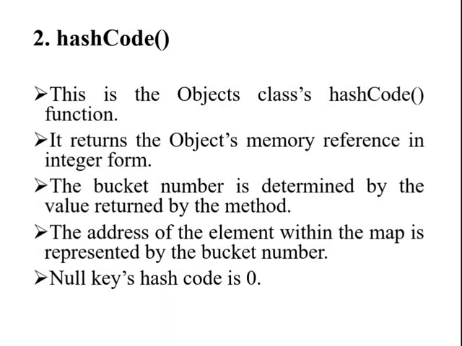Next one is hashCode. This is the Object class hashCode function. It returns the object's memory reference in integer form. The bucket number is determined by the value returned by the method. The address of the element within the map is represented by the bucket number. A null key's hashcode is 0. This is all about the hash code.